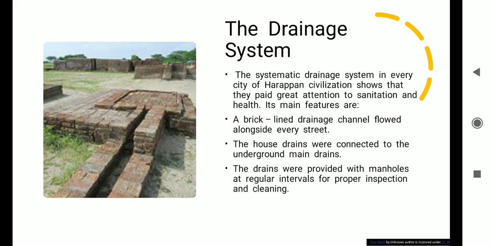One of the unique features of the Harappan cities was its elaborate drainage system, which was planned and constructed very systematically and scientifically. The presence of such an elaborate drainage system proves that Harappans had a great sense of sanitation and hygiene.